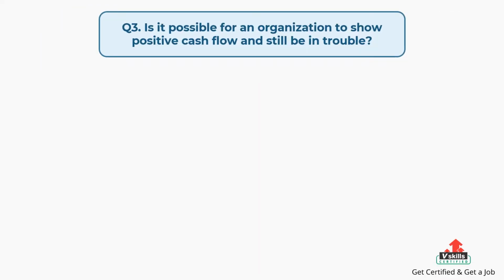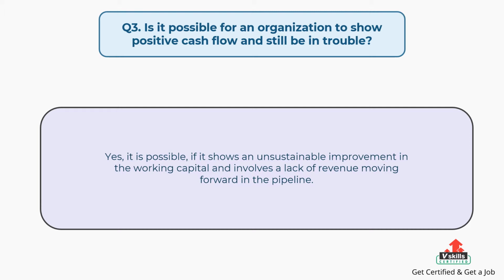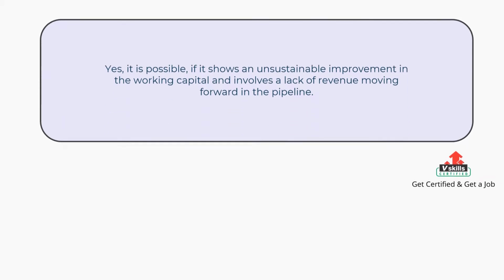Question number 3. Is it possible for an organization to show positive cash flow and still be in trouble? The answer is, yes, it is possible, if it shows an unsustainable improvement in the working capital and involves a lack of revenue moving forward in the pipeline.